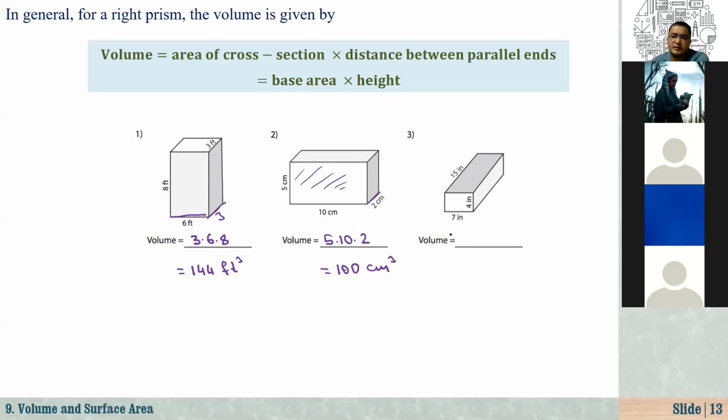And how about the last one? The length is 7 inches and the height is 4 inches, and the length of this prism is 15 inches. As you see here, this prism is also a cuboid. A cuboid is a special prism. So that's equal to 7 times 4 times 15. 4 times 15 is 60. 7 times 60 is 420 inch cube. Okay, some simple examples for prisms.